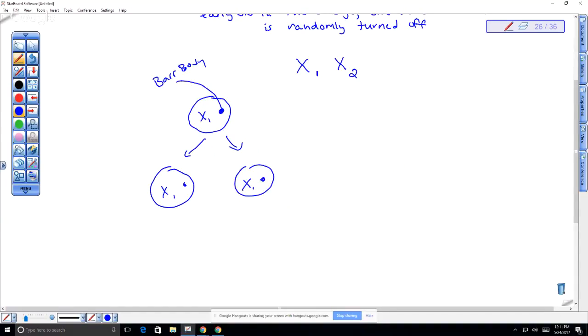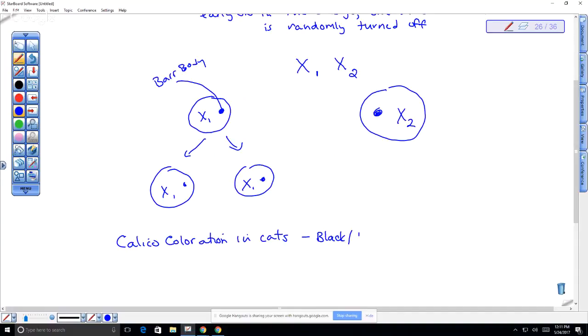So it happens and you get these cell lineages. All the cells that are derived early on all have X1, okay? Then also, obviously, you could have one where you would have X2 active instead. So this is actually the genetic basis for calico coloration in cats. And I'm talking about the cats that have the black and orange. The white is something a little bit different.